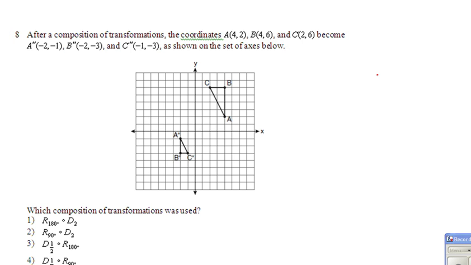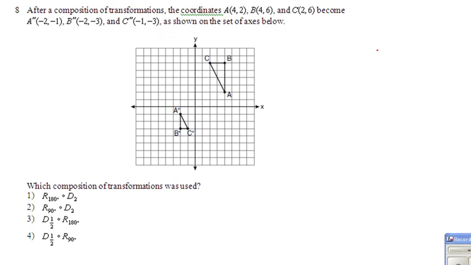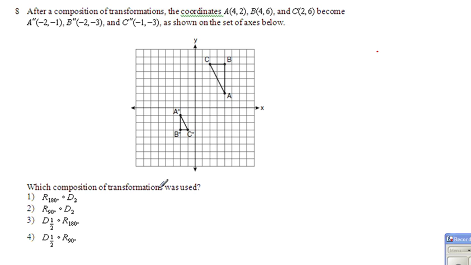Now number 8. Which composition of transformations was used? Here, notice C came from way up there. It's in fact on the other side of the origin. The only way that's possible is either rotation or dilation by -1. That means I'm thinking we have this one and this one. And then when you look at the size, it became halved. That means we're looking at a dilation by 1/2. So therefore, our final answer would be choice number 3.